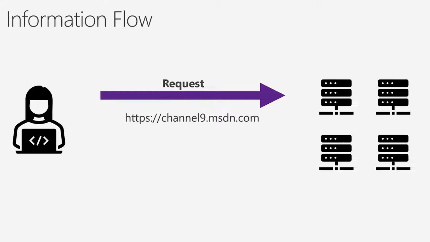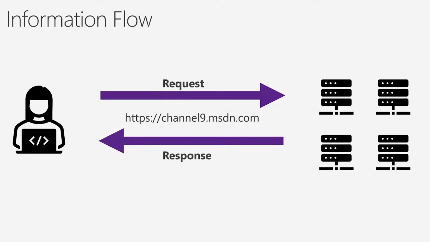Now on the other side, we'll have the server, whose job is to receive that request, process it accordingly, and generate an HTTP response that it's going to send back over to the requesting client. The client then receives that response, processes it, and now it's going to show those results to the user.